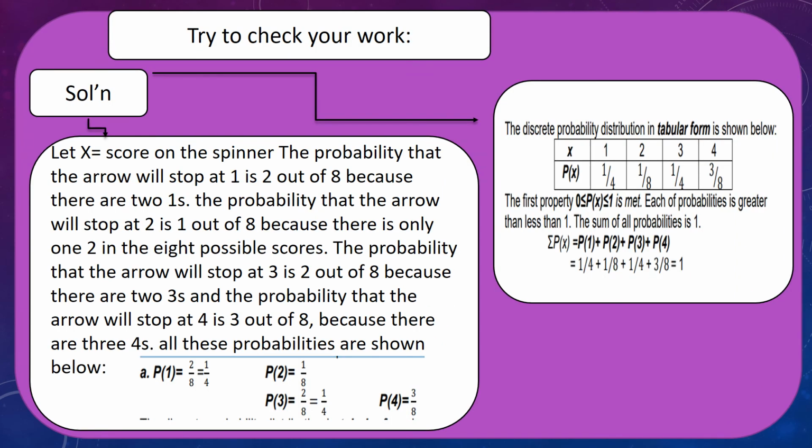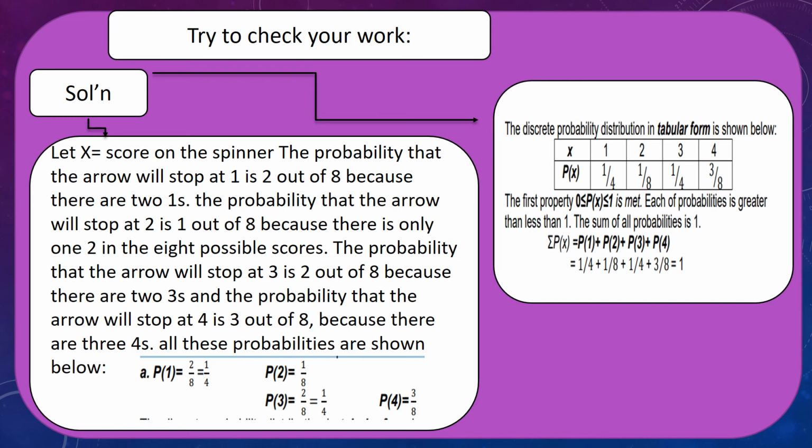We have P(1) is equal to 2 out of 8, which is equal to 1/4, and P(2) is equal to 1/8, and P(3) is equal to 2/8 or 1/4, and P(4) is equal to 3/8. Now, the discrete probability distribution in tabular form is shown below. So we have x: 1, 2, 3, and 4, and P(x) is 1/4, 1/8, 1/4, and 3/8.